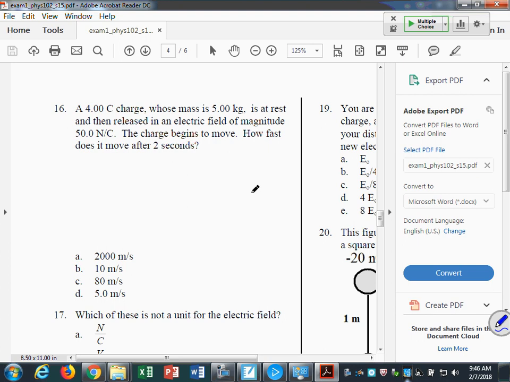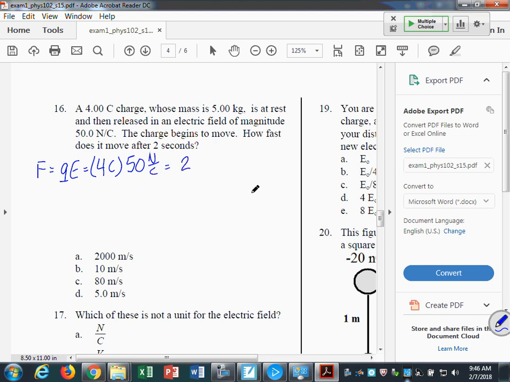But in this one, I have a 4 Coulomb charge. There's its mass. Oh gosh, that's a big charge. And it's at rest, and then it's released in an electric field of magnitude 50 newtons per coulomb. How fast does it move after 2 seconds? So you have 3 steps. First you need to find out what the force is. And the force here is going to be Q times E. Q is going to be 4 coulombs times 50 newtons per coulomb.